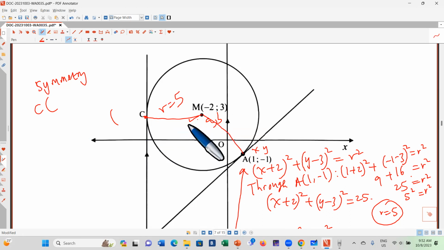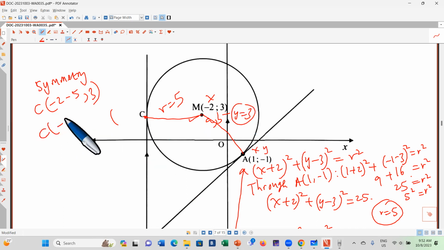Now, if this one is minus 2 for x, and then we progress along the x-axis 5 more units, where are we going to get to? What number are we going to reach? So in other words, we have the minus 2, but we progress a further 5 units. And then the y value is 3. The y value remains the same because we are moving horizontally. So y here is 3, and it remains that. So C becomes minus 7 and what? And 3. So the coordinates of C are minus 7 and 3 by symmetry.